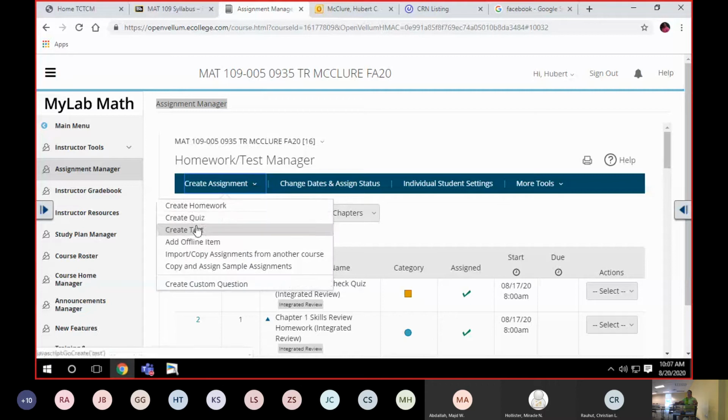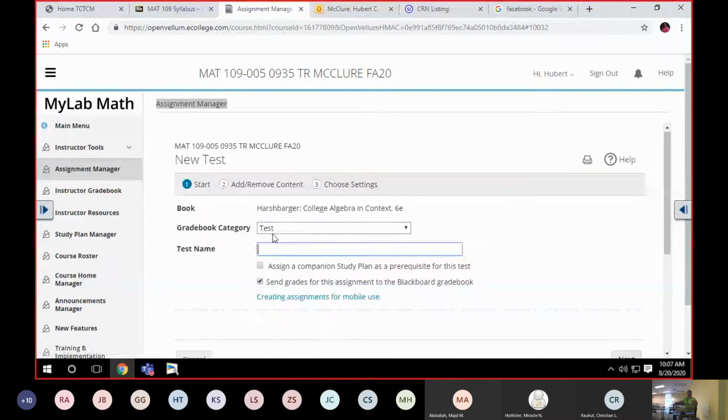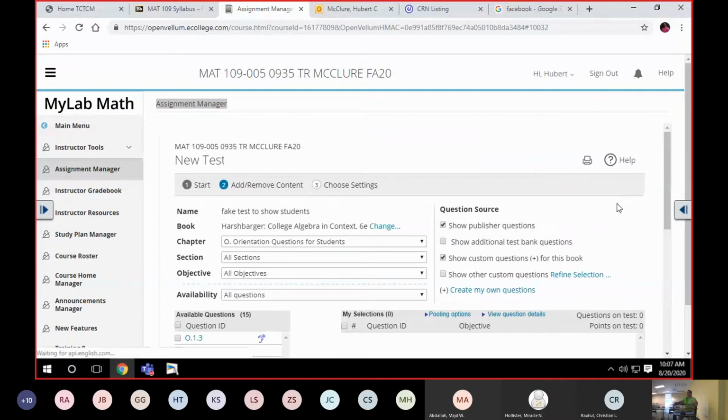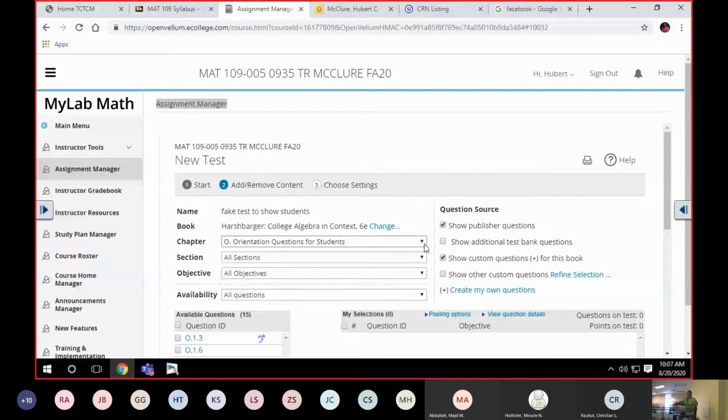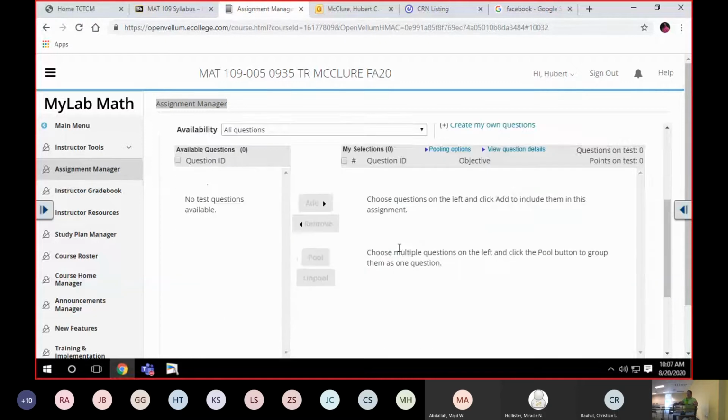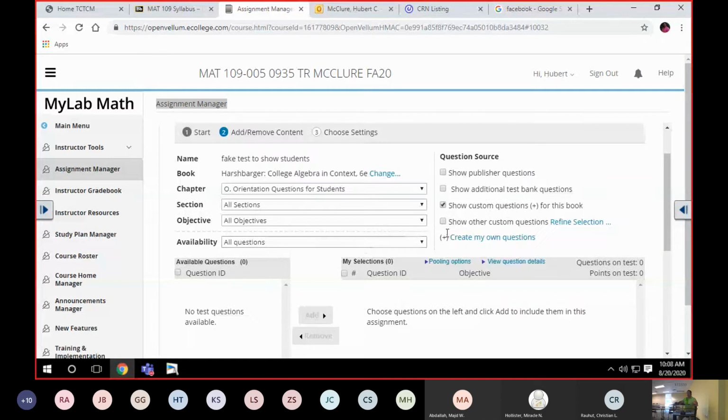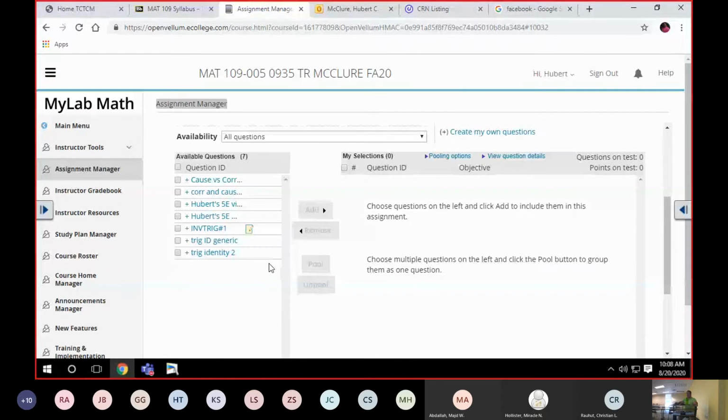Create assignment, create test. I'm going to call this test, what can I call this test that y'all won't think it's a real test? So somebody will think this is a real test. Next. And I'm going to pull in, okay, go away. Let's see, I want to pull in custom questions. Oh my gosh, you don't have my custom questions? Oh my gosh.